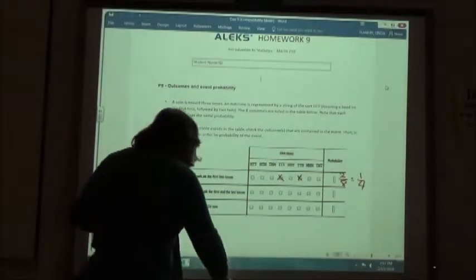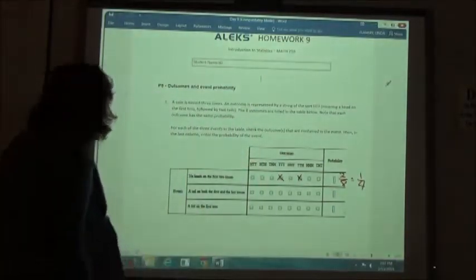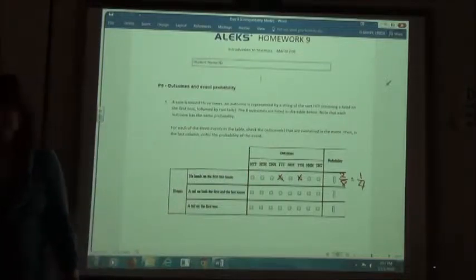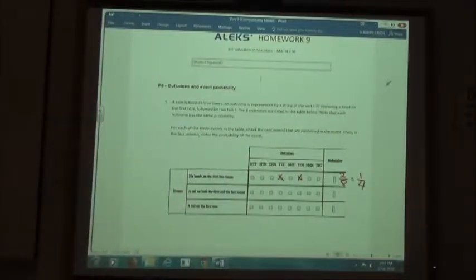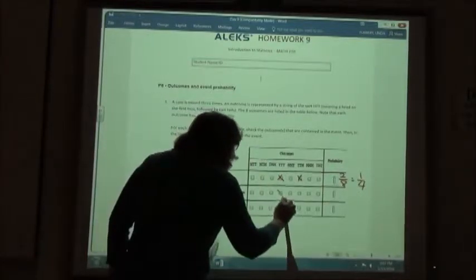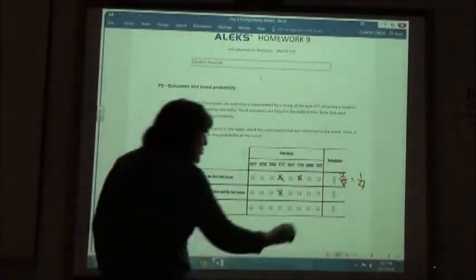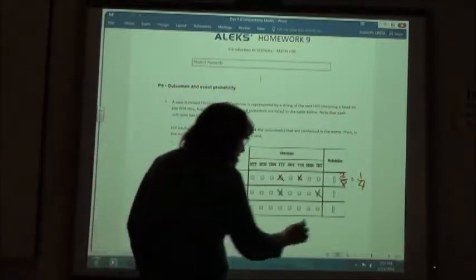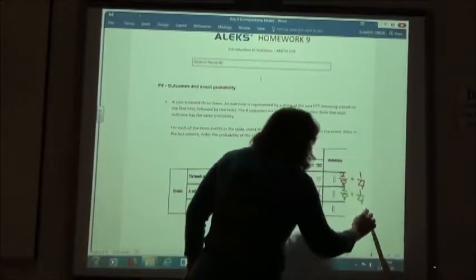So on the second one, we want a tail on both the first and the last tosses. So which ones show me tails on the first and the last? Which ones of those would have a tail on both the first and the last toss? The fourth one has a tail on the first and the last, and the last one. Those are the only 2 that have tails on both the first and the last. So again, we've got 2 out of the 8, which reduces down to 1/4 for my probability.